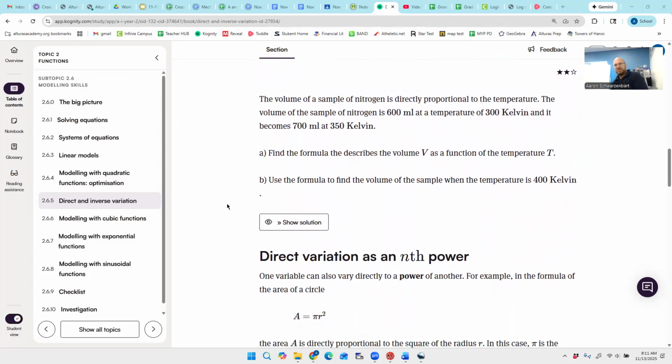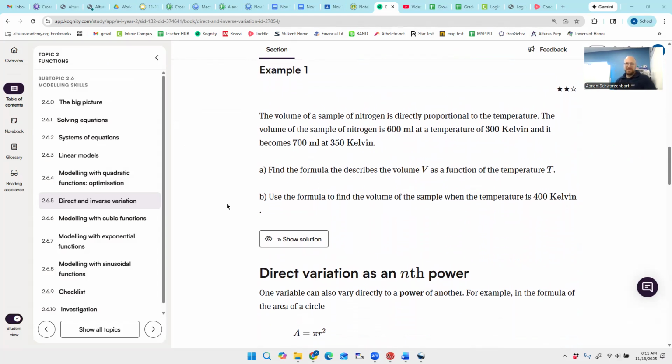So here we have the volume of a sample of nitrogen is directly proportional to the temperature. The sample volume of nitrogen is 600 milliliters at temperature 300 Kelvin, and it becomes 700 milliliters at 350 Kelvin. So describe a formula that describes the volume as a function of temperature T.